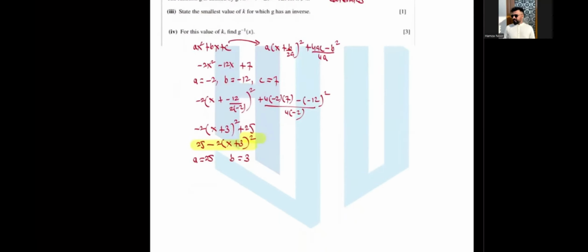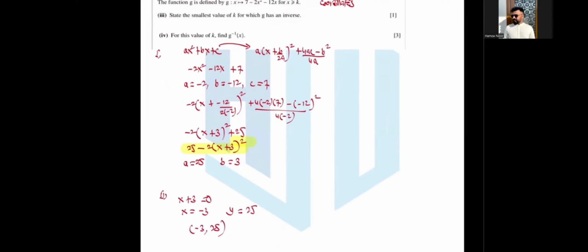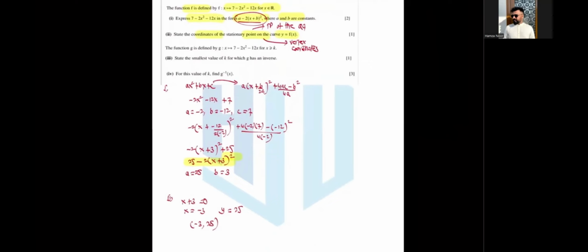So we have achieved the completing square form. Whatever is inside the bracket will be equated with 0. So x plus 3 is equated with 0, so x is equal to minus 3, and y is equal to this constant 25. Therefore we can say that minus 3 comma 25 is the turning point of the quadratic graph, which is the stationary point of this graph of f(x), the stationary point of this quadratic graph.